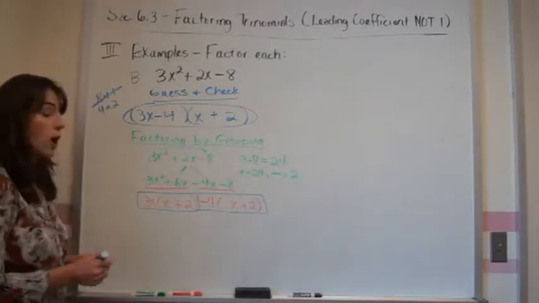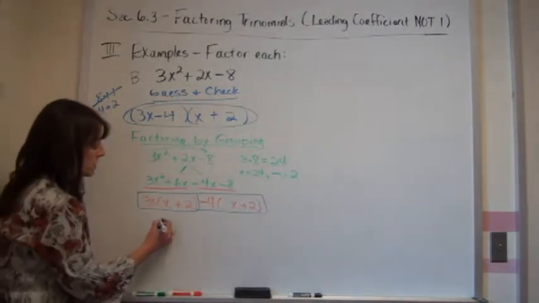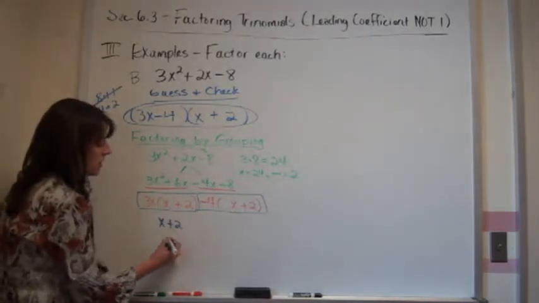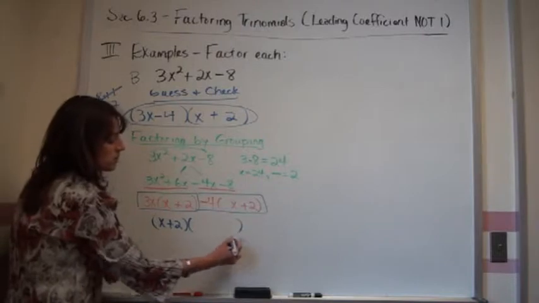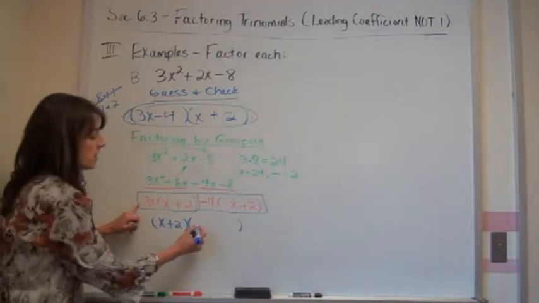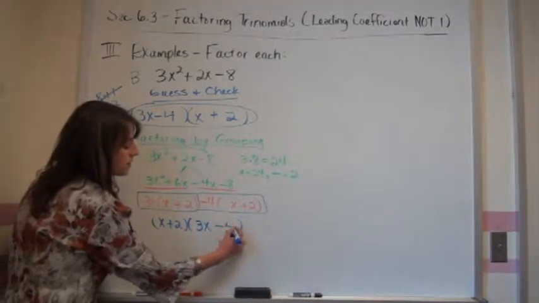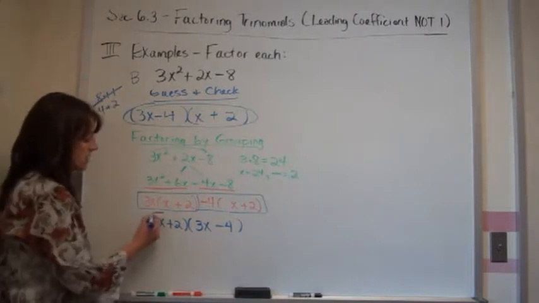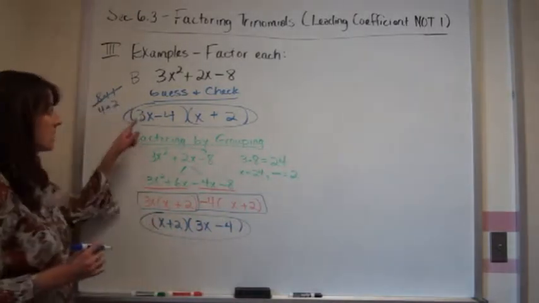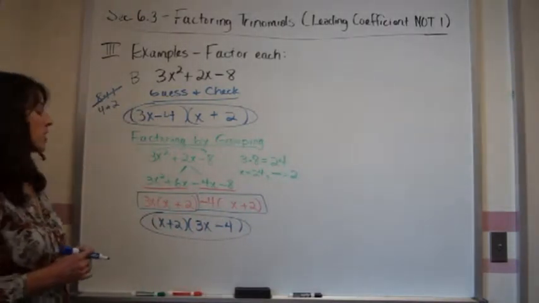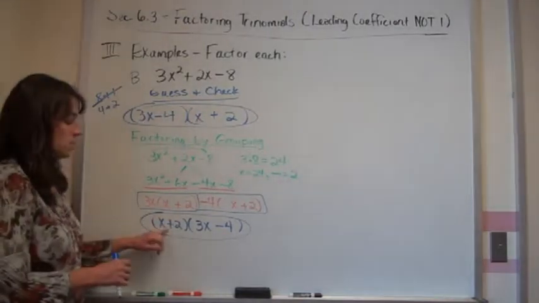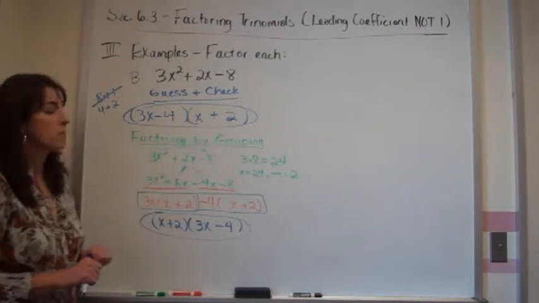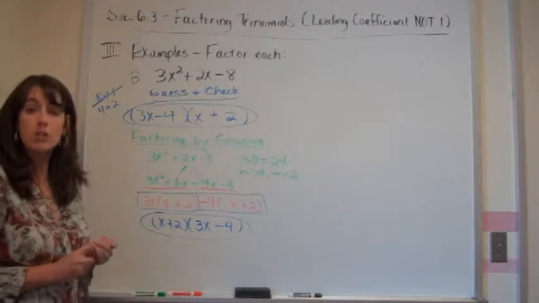So I can divide out the common binomial that's in the parentheses, that x plus 2, and I can write down in a parentheses what's left when I do that division. Here I'm left with a 3x, here I'm left with a negative 4. And you can see that that is in fact the same thing that I got up here on the guess and check. A little bit of different order, the x plus 2 is first, the x plus 2 is in the back, but that's okay because multiplication is commutative.